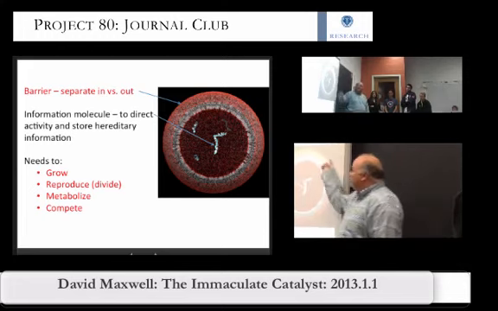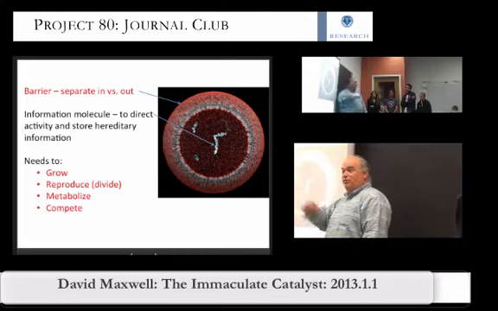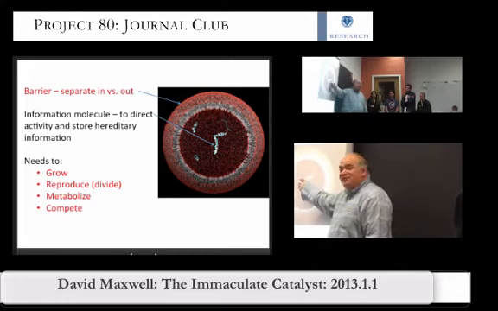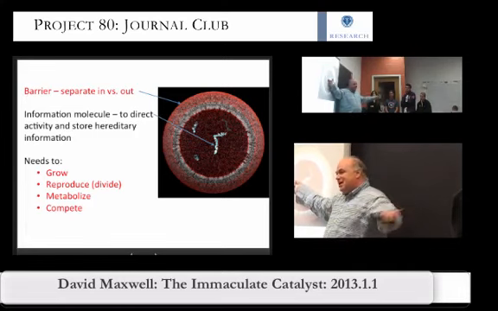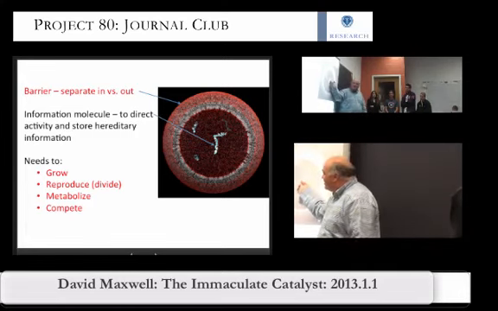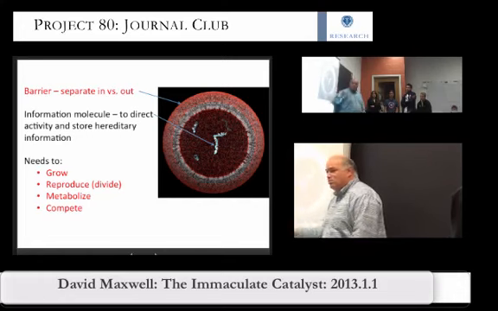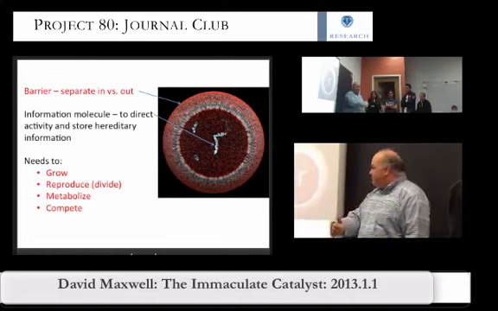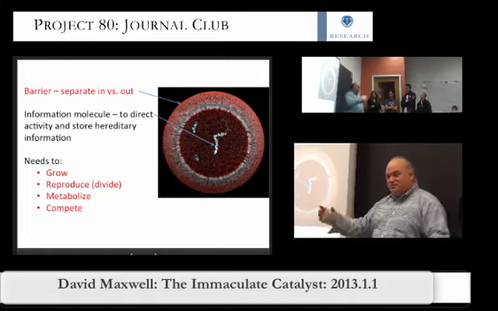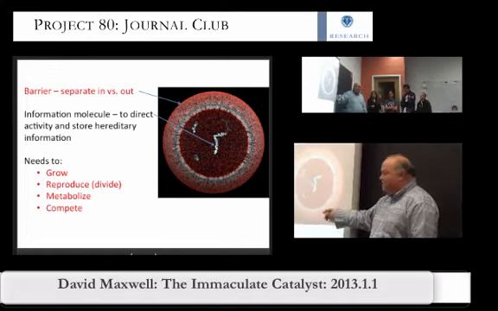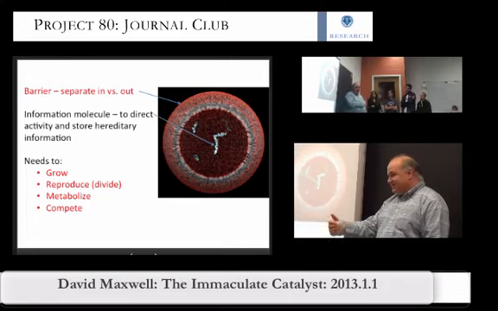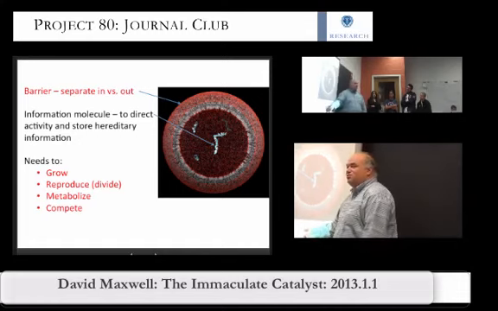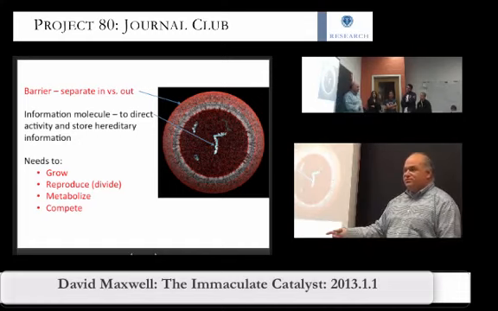So sum it all up. What do we got? We got a barrier that we can create under primitive conditions. We don't have an information molecule. That's the topic of another paper. We don't have time to really talk about that. But we got something that can grow, right? It eats other micelles, it eats other vesicles. It can reproduce. You shake it, it fragments into little pieces. It can metabolize. It can do catalysis, which is part of metabolism. It can create that pH gradient. And it can also compete, which is necessary for evolution.